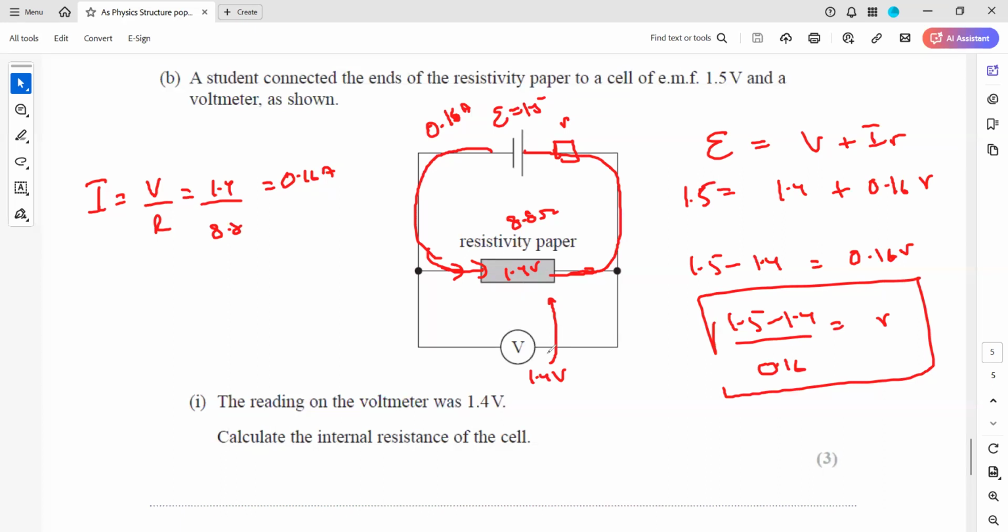We assume here that the voltmeter has a very high resistance, so no current will flow through the voltmeter. All the current is moving through the resistivity paper. That's our assumption.